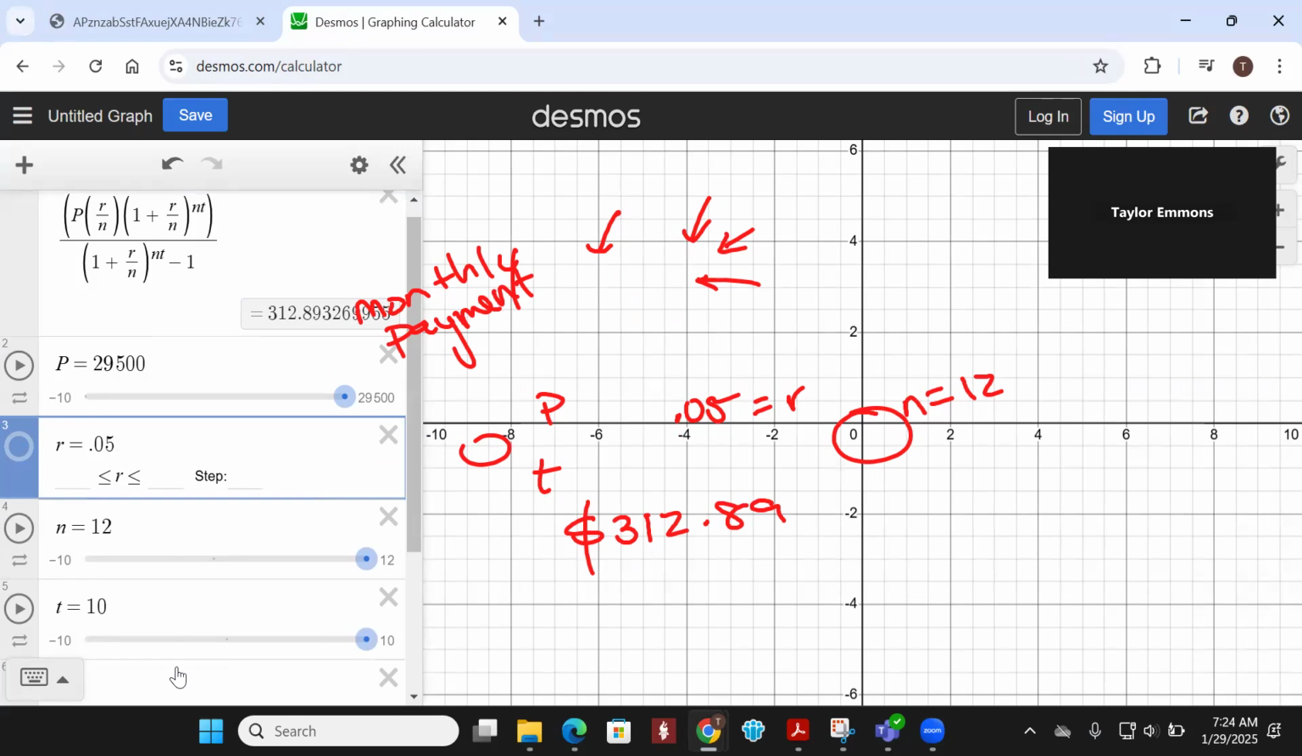It'll always say monthly unless it says another adverb, like semi-annually or something like that. But for the most part, you make monthly payments on cars and loans.